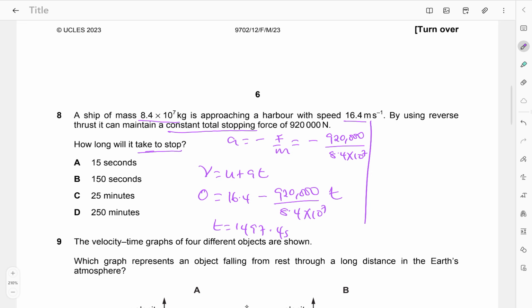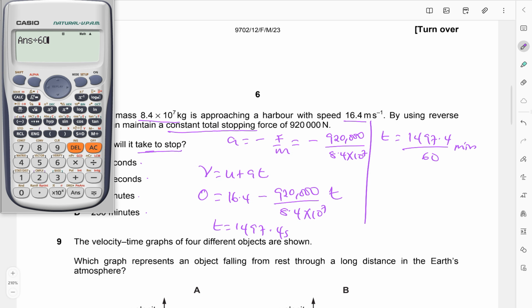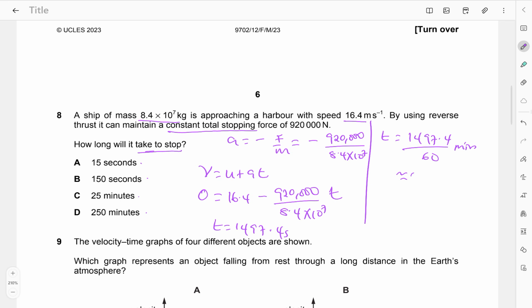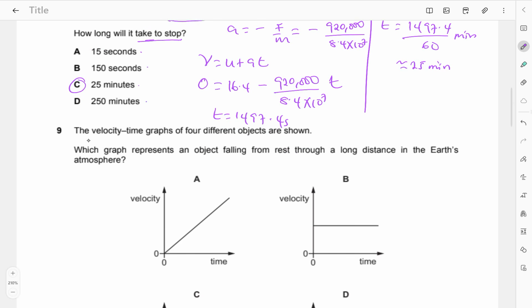The answers given here we don't have in seconds. So let's check the minutes. So t is going to be, we change from seconds to minutes. We divide by 60. 1497.4 divided by 60 to change this to minutes. Oh, it is giving us 24.956, which is approximately 25 minutes. So our answer is going to be C.